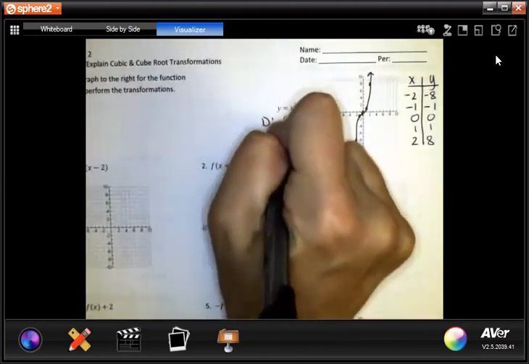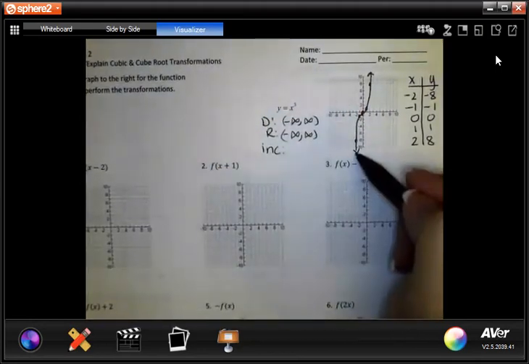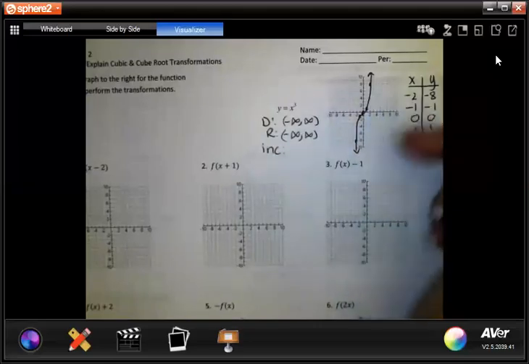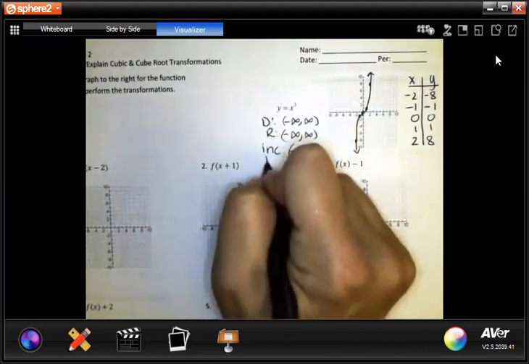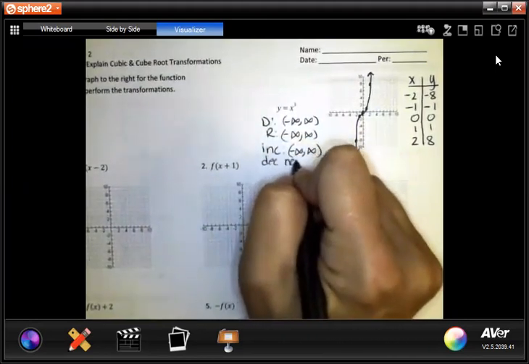And this function is always increasing. As we move from left to right, it is always going up, so it is increasing from negative infinity to infinity. And then for decreasing, we would say never.